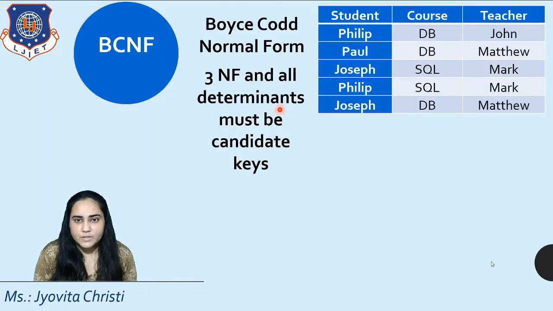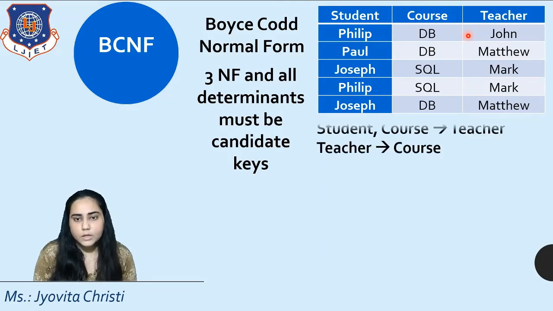So if you consider this table, it contains students Philip, Paul, Joseph, 3 students, and courses DB/SQL, and teachers John, Matthew, and Mark. Now this is what the table looks like, and you can see from the table data like Philip is learning DB and is being taught by John. So this is what your data looks like.